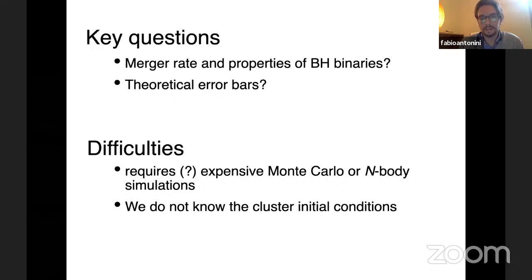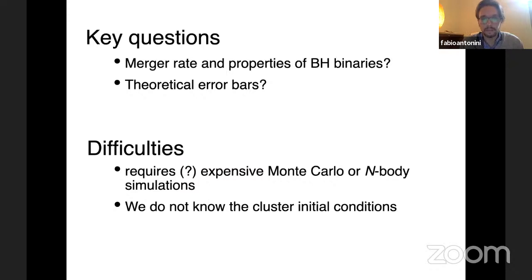First, the study of cluster dynamics requires really expensive simulations based on Monte Carlo or N-body techniques. To give you an idea, in order to simulate the evolution of a very massive cluster, like a 10^6 solar mass cluster, a Monte Carlo code would require about 1 week of computational time, even on a computer cluster, and an N-body code would require even 1 year of computational time. So this is very expensive.